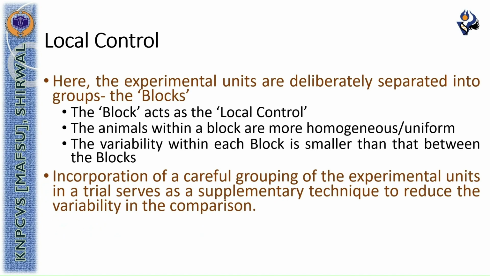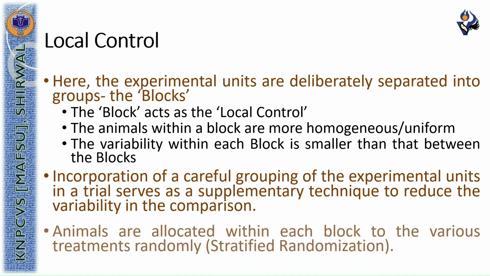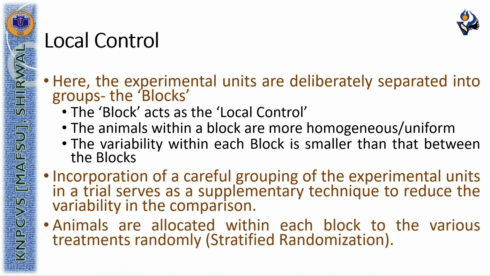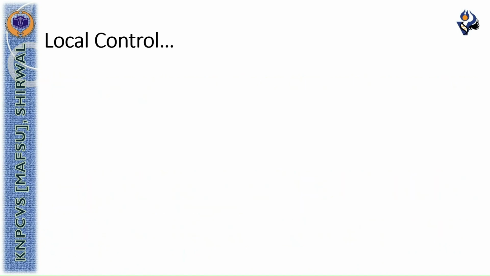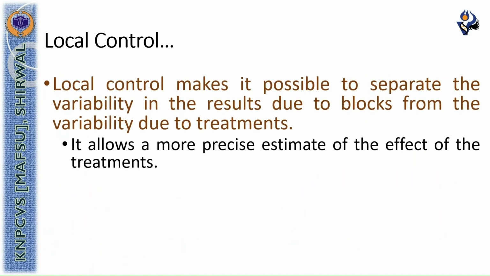Incorporation of a careful grouping of the experimental units in a trial serves as a supplementary technique to reduce the variability in the comparison. Animals are allocated within each block to the various treatments randomly. Local control makes it possible to separate the variability in the results due to blocks from the variability due to the treatments. It allows a more precise estimate of the effect of the treatments.